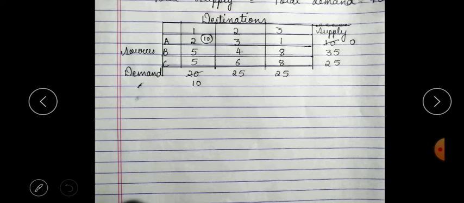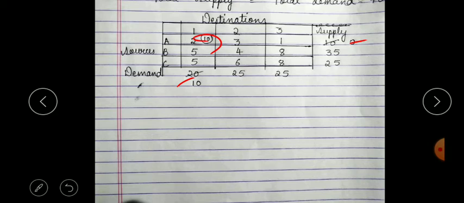The same thing we have done here. The supply was 10, the demand was 20. The minimum of supply and demand is allocated here in this cell, that is the northwest cell. So 10 I have allocated.